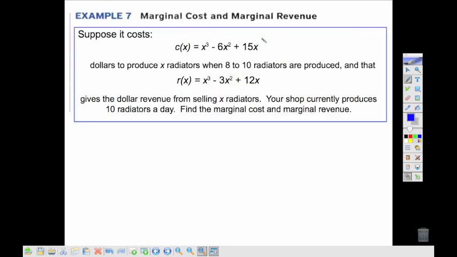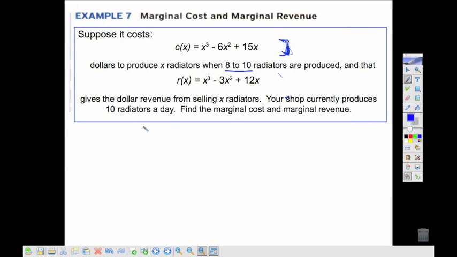So here's a problem dealing with marginal cost and marginal revenue. Here we have a nice function for our cost in dollars produced when 8 to 10 radiators are produced. Now the reason they throw in this 8 to 10 radiators is because a lot of times in a problem like this it's only reasonable to think about this within a certain context. For example, maybe the shop only has the staff or the facilities to handle a certain level of production, and so this function is only reasonable between those values.